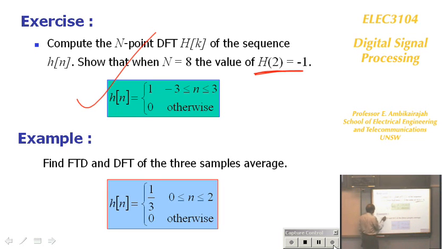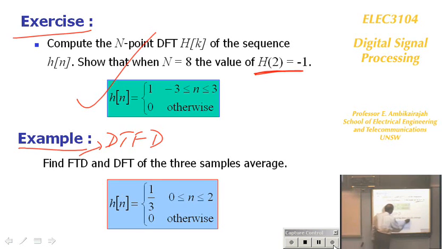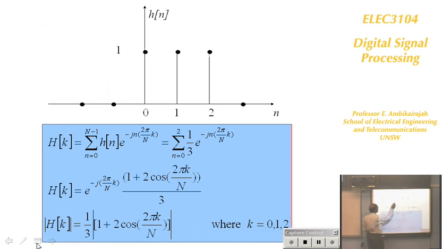Here's another example. This is an exercise where you've been asked to find the discrete-time Fourier transform for a 3-sample average here. So only 3 samples are available. Each sample value is 1/3. So if you plot that, you get 1, 2, 3, and this is 1/3.